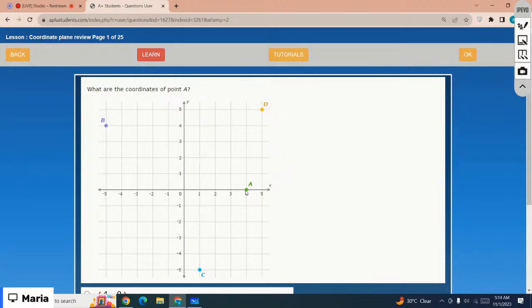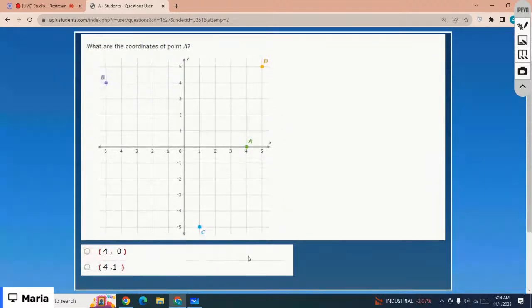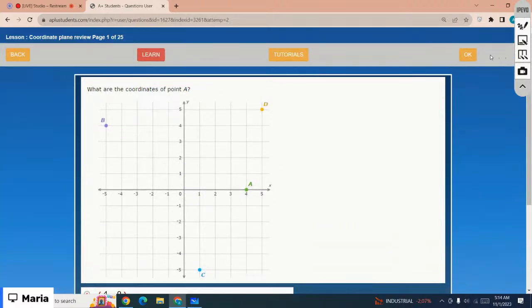A is on the x-axis. That means whenever you have a point on the x-axis or y-axis, like exactly on the line, the y value is 0 here, right? You have x is 4 and y is 0, right? Because you can see the point is on the 4. So x is 4, but on this line, the whole line, y is 0. So 4 and 0 is the correct option. Option number 1 is 4 and 0. Got it?